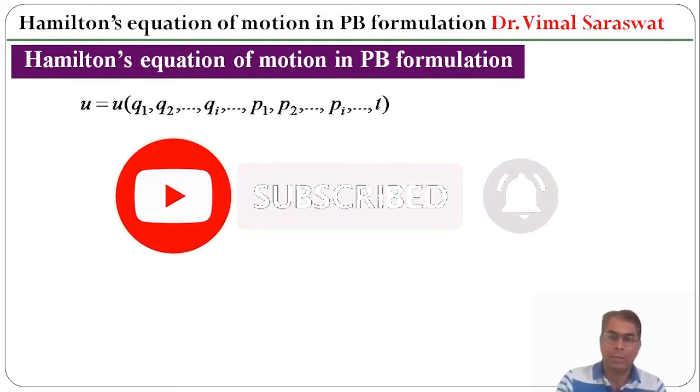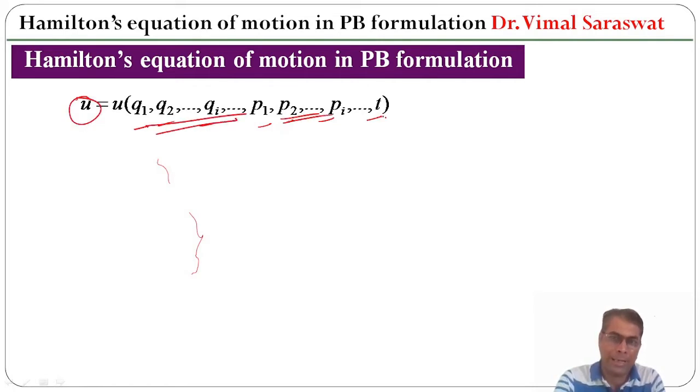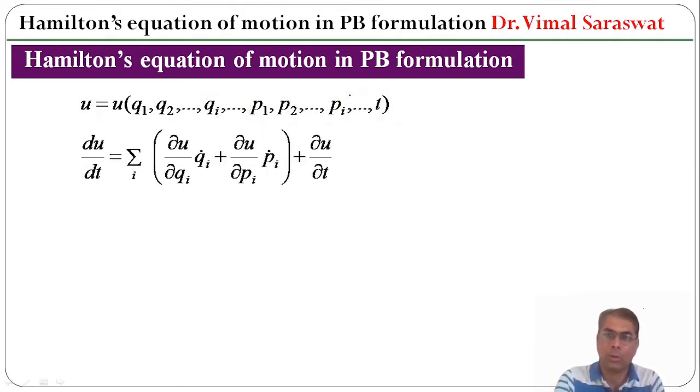If we have a function u, and u is a function of q1, q2, qi, p1, p2, pi and t, it means u is a function of qi, pi and t, or the coordinate, momentum and time. So, if we differentiate u with respect to time totally, then du by dt is equal to sigma i del u by del qi into qi dot plus del u by del pi into pi dot plus del u by del t.